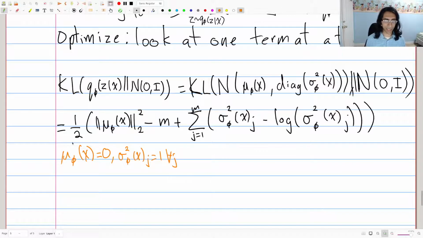Well, in that case, what does each of these terms become? This term here will just be 0. Then this will be minus m. This will be a summation over, this will be just 1 because we're saying it's equal to 1 for every coordinate. And this will be minus log of 1, which is going to be 0. So we have 0 minus m plus m times 1, and overall this is going to be equal to 0.